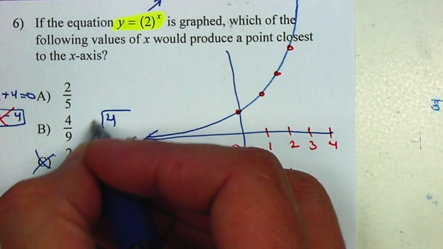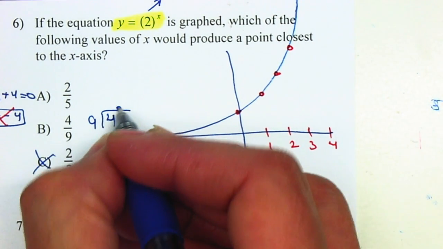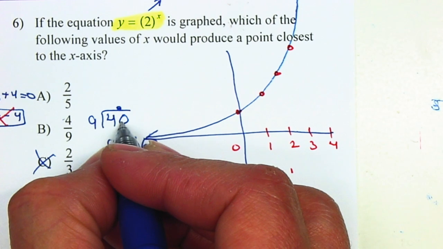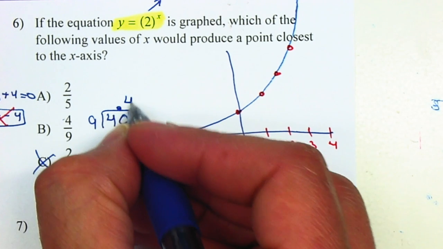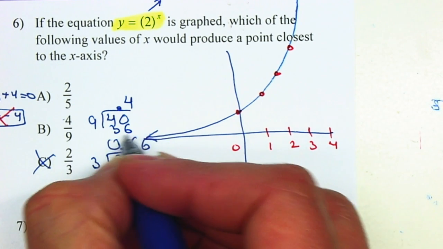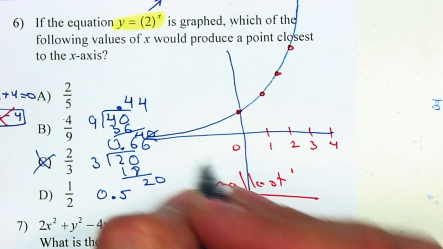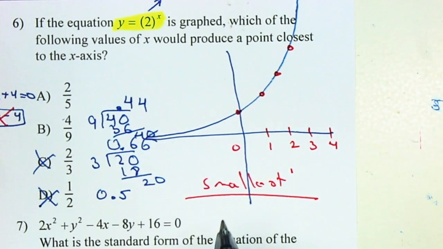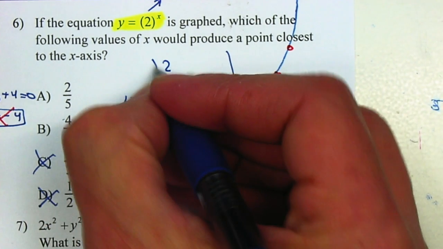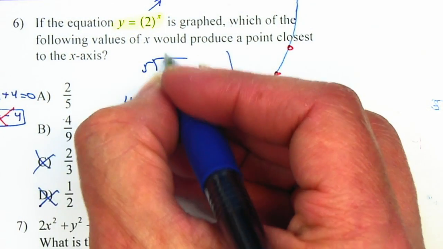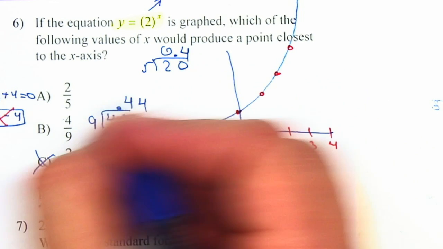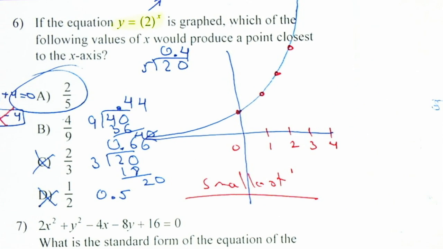4 divided by 9. 9 goes into 40. Remember the first number goes inside. 4 times 9 is 36, and 4, 0.44. So this is not the answer. I'm looking for the smallest number. And 2 divided by 5, 2 goes into 5 0 times. So it'll be letter A. That's 0.4.